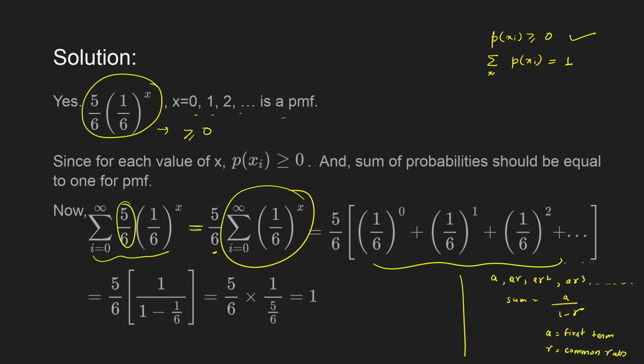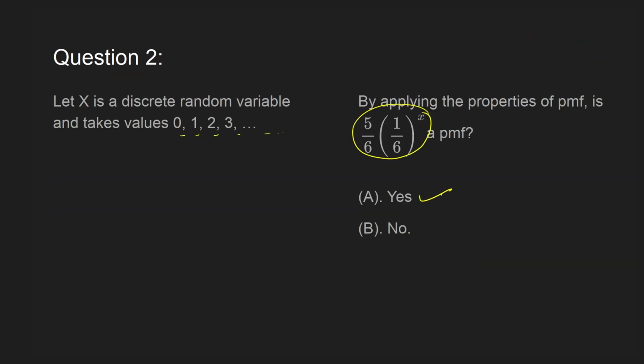So here we can see that in this series, the first term is equal to 1. Okay, so this is our 1. Now the common ratio is 1 by 6. Okay, so 1 minus 1 by 6. Now we will solve this term and we can see that the summation is equal to 1. So here both of the properties are satisfied. So we can say that this is a valid PMF.